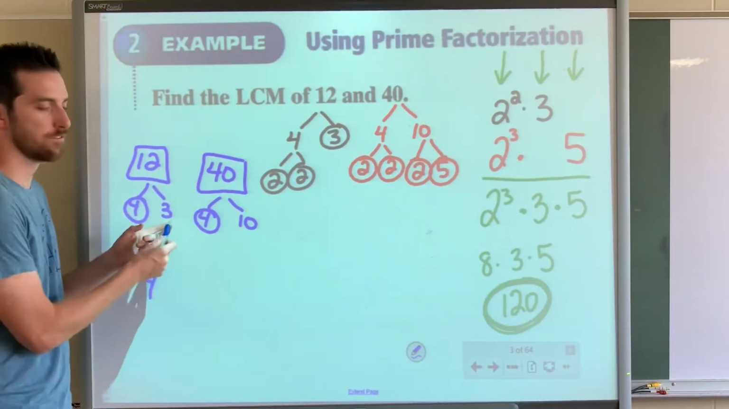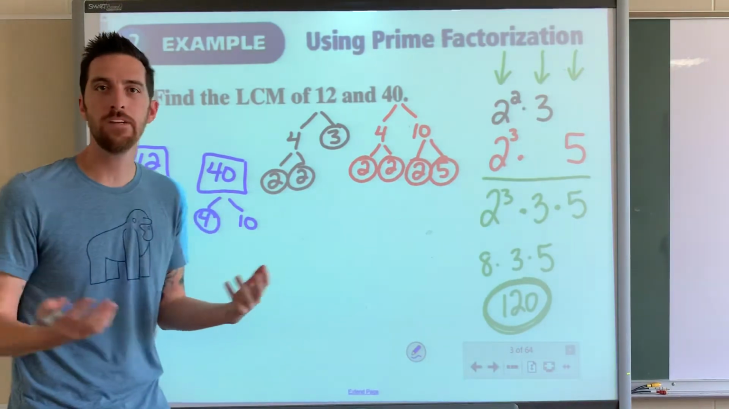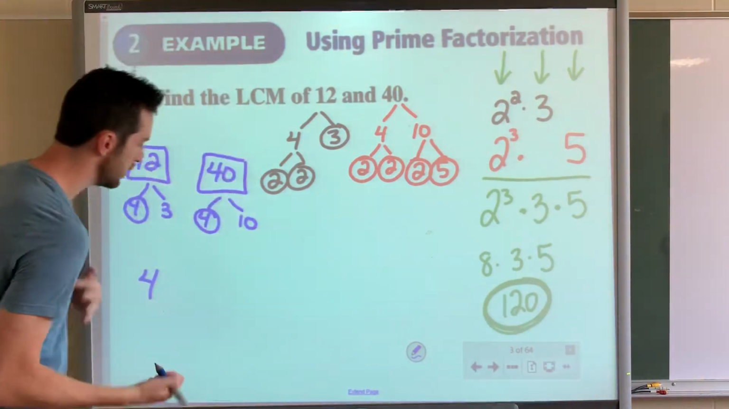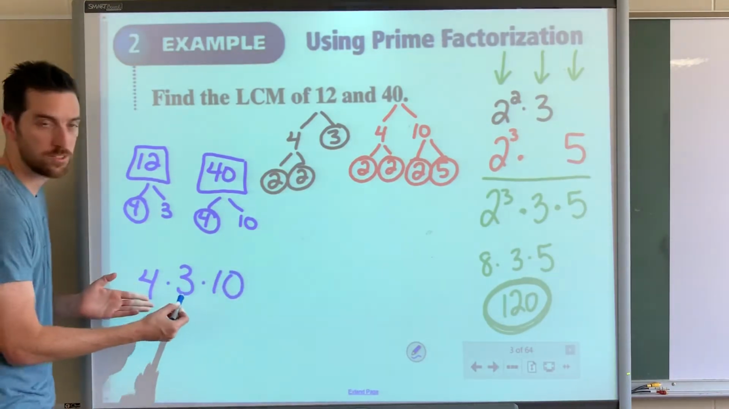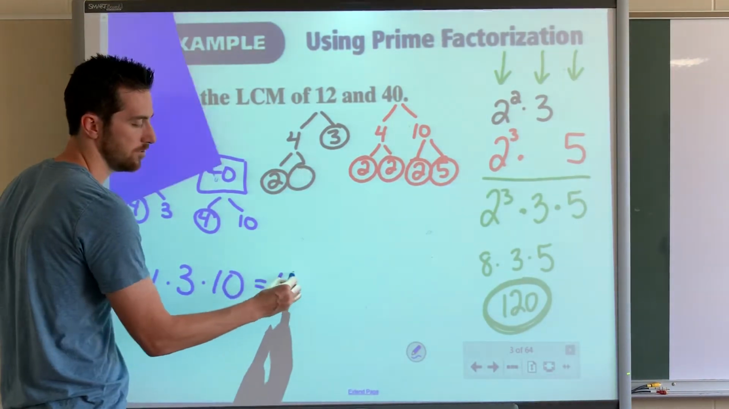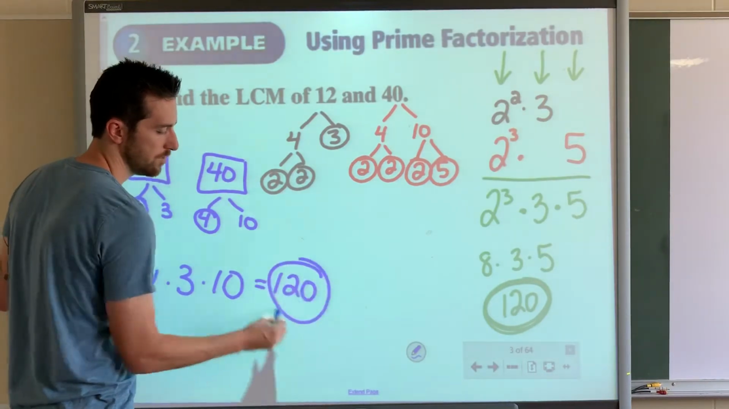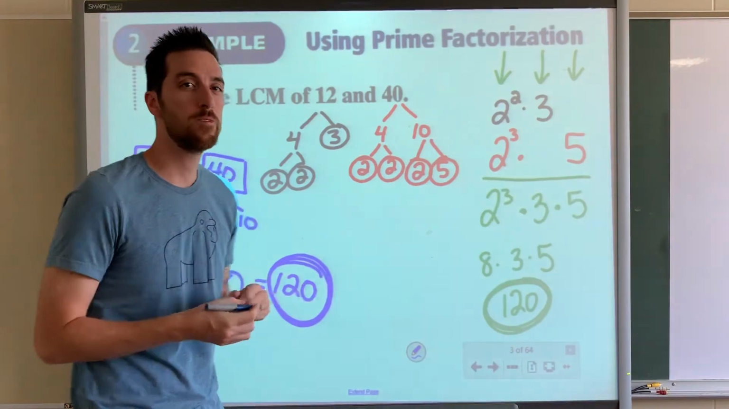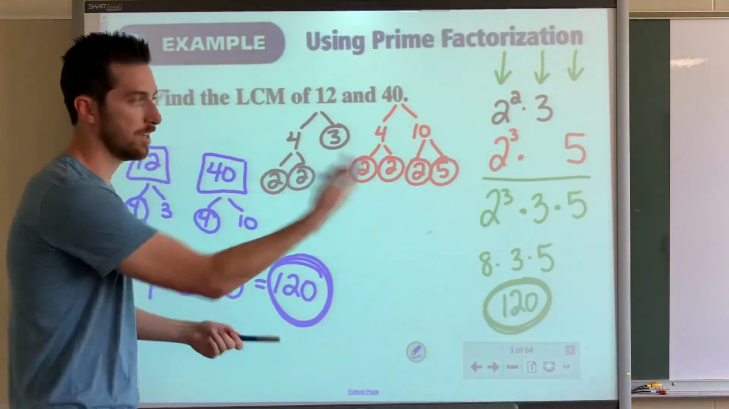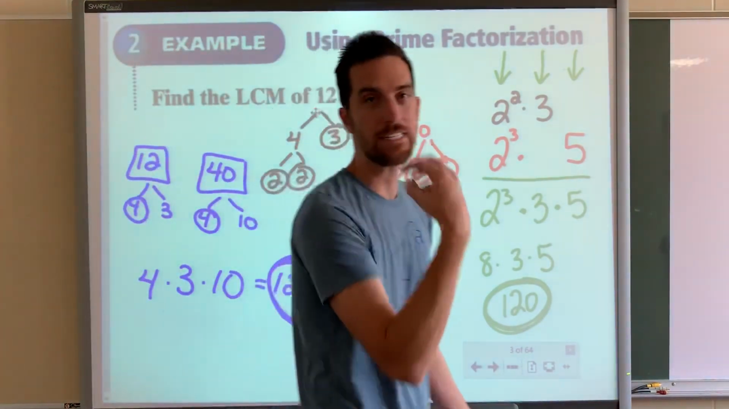You look at what's left, 3 and 10, do they have anything in common? No. So you just bring it all down. Bring down the leftovers. Now 4 times 3 is 12, times 10 is 120 that way. That's the way I prefer to do it. It's actually less work if you can find that common multiple, but you can do prime factorization and break it down completely.